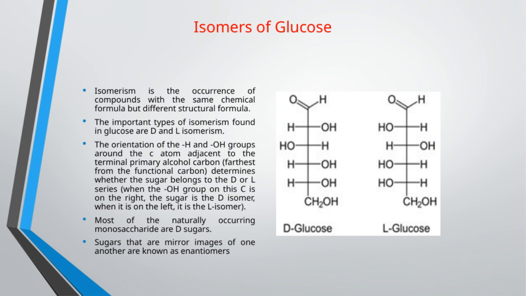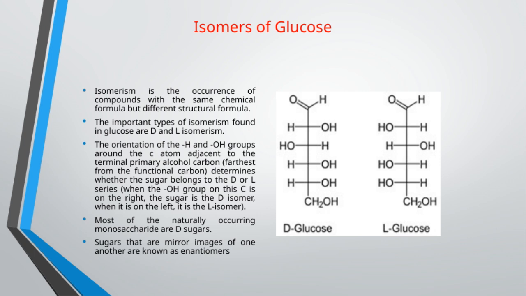The key factor that determines whether a sugar is D or L is how the H and O groups are oriented around a specific carbon atom. This carbon is the one next to the terminal primary alcohol group, which is farthest from the functional group. If the O group on this carbon is on the right, the sugar is classified as a D isomer. Conversely, if the O is on the left, it's an L isomer. Most naturally occurring monosaccharides, like glucose, are D sugars.